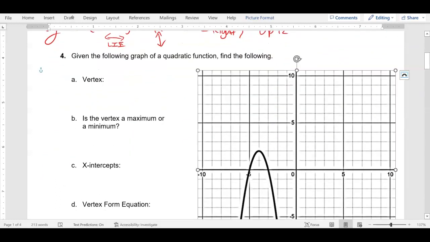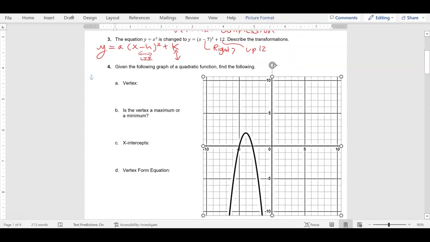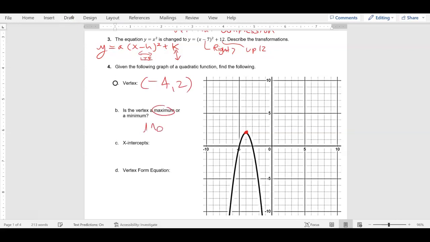All right, on this graph, you want to give me the vertex. Okay, so I see the vertex is right here at negative 4, positive 2. And since it's at the top of a hill, that's a maximum. X-intercept. So we have an x-intercept here at negative 5 and one here at negative 3. So negative 5 comma 0 and negative 3 comma 0.